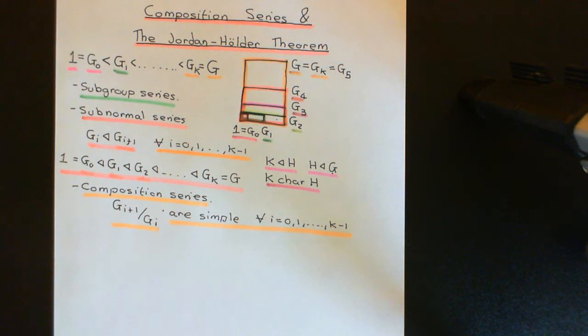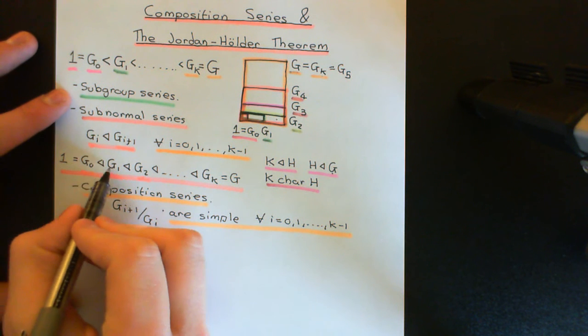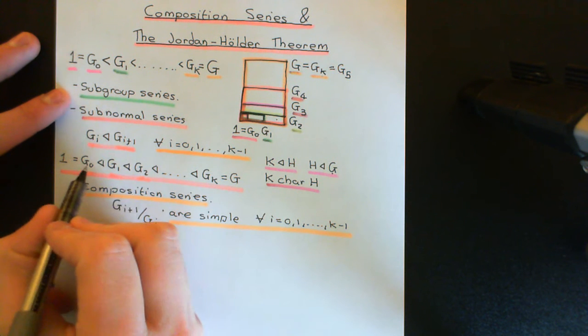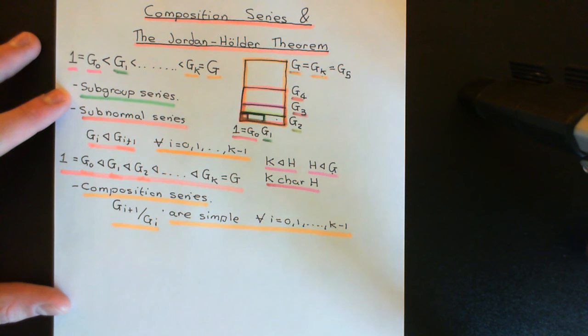Remember, it does not mean that the only subgroups are the trivial subgroup and the improper subgroup, just that the only normal subgroups are the trivial subgroup and the improper subgroup. Okay, so if every single one of these quotient groups that we can construct between these subgroups in the composition series here are actually simple, then what does that actually mean?